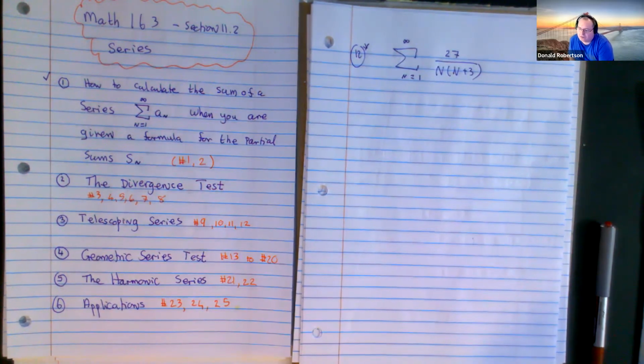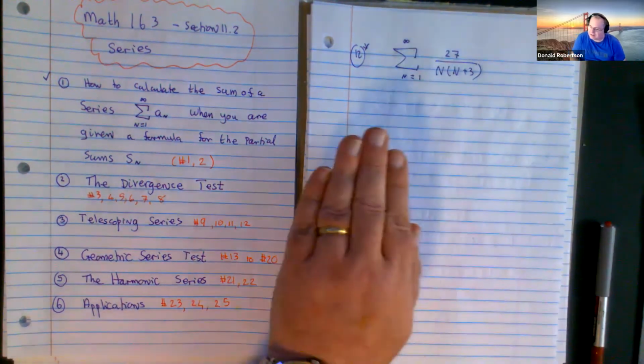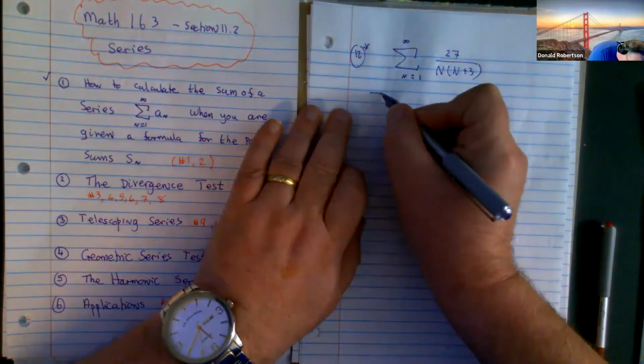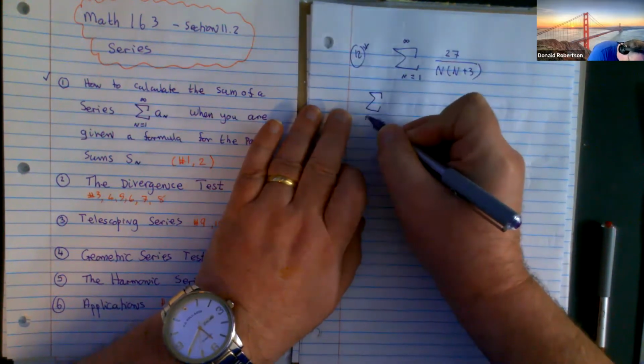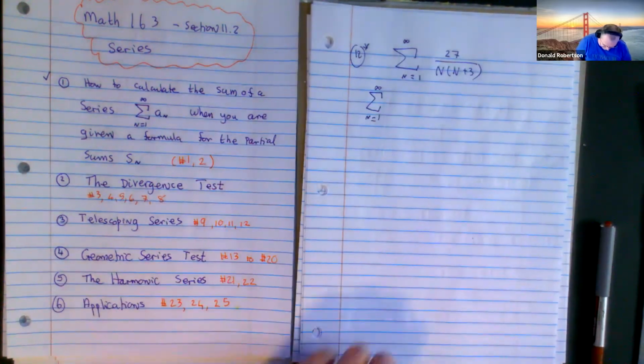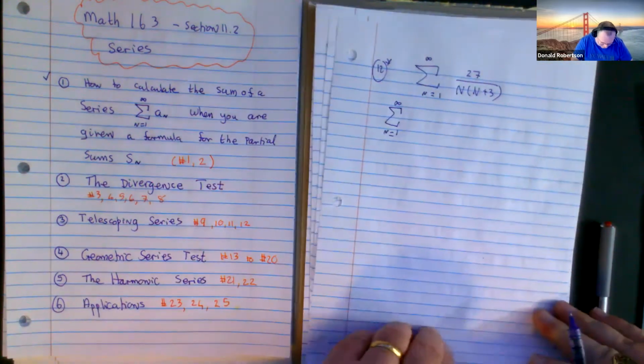That does not look like a telescoping series, does it? Shouldn't it be somebody take away somebody, right? That's what they look like, right? A take away B. That's a single fraction. So the first thing I'm going to do is make it look the way it should look. And that brings us to our first problem.